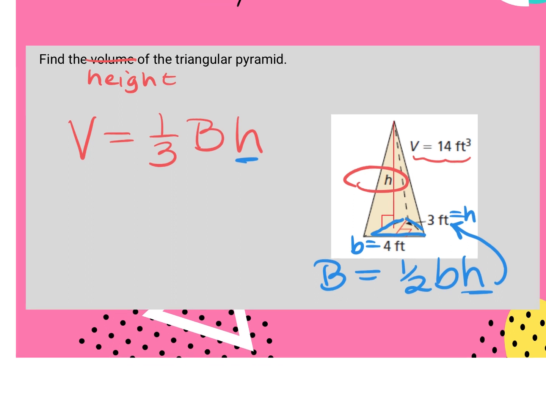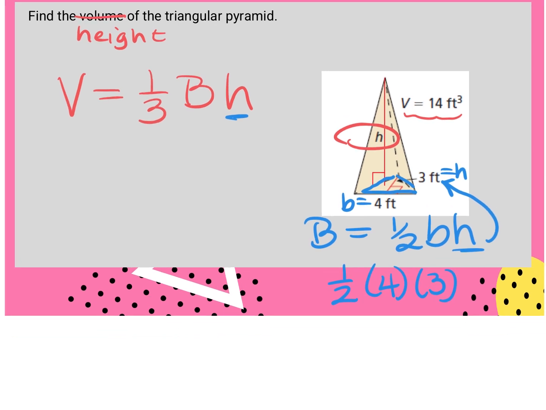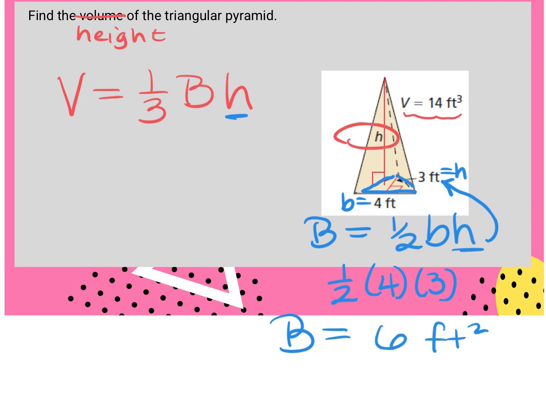So let's fill it in. So it's 1/2, 4 times 3. So the base area, the capital B, is going to be 6 feet squared. So now I can replace the capital B with that 6.